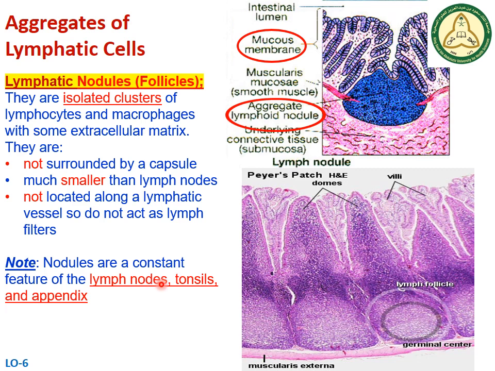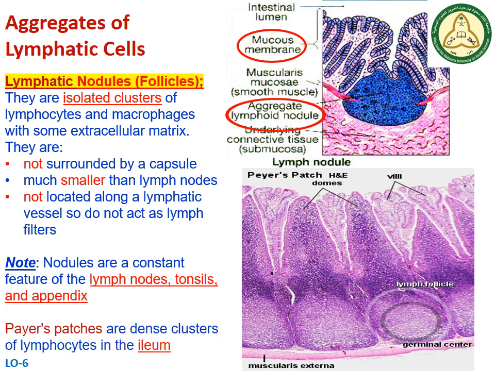So where can you find nodules as a constant feature? Inside the lymph nodes, the tonsils of the oral cavity, and the appendix. This is the cut section of the appendix showing some lymphoid follicles. In a lymphoid follicle you will find two parts, the germinal part and the cortical part, with T and B cells in the center.